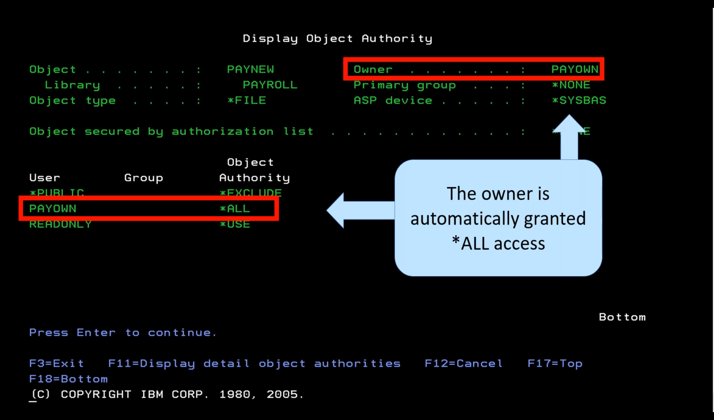And on the left-hand side, under the list of users, we see a permission for the profile payown set to an authority level of *ALL, which is the most permissive authority that we can give. So in other words, as the owner, this user is automatically being granted full rights to this object, meaning they can do absolutely anything and everything to it.